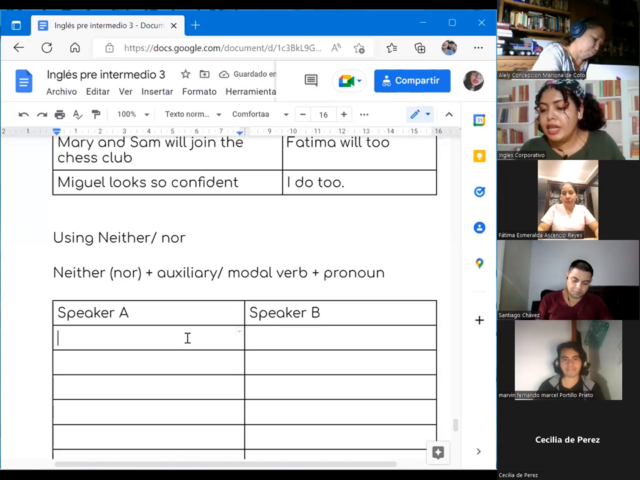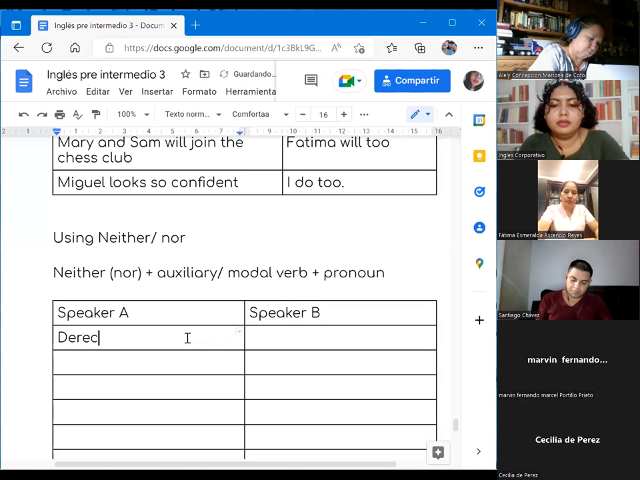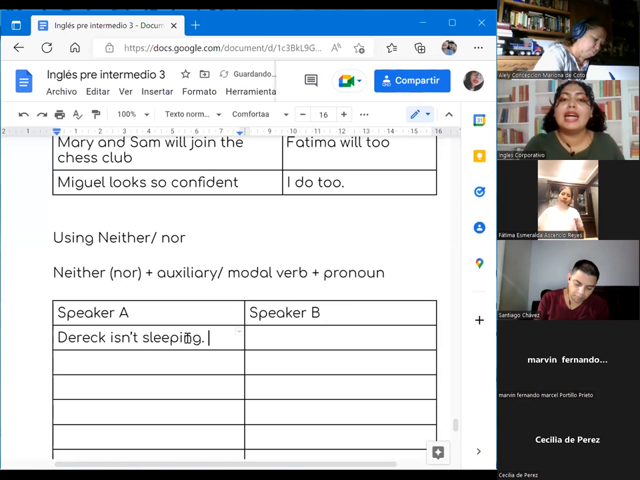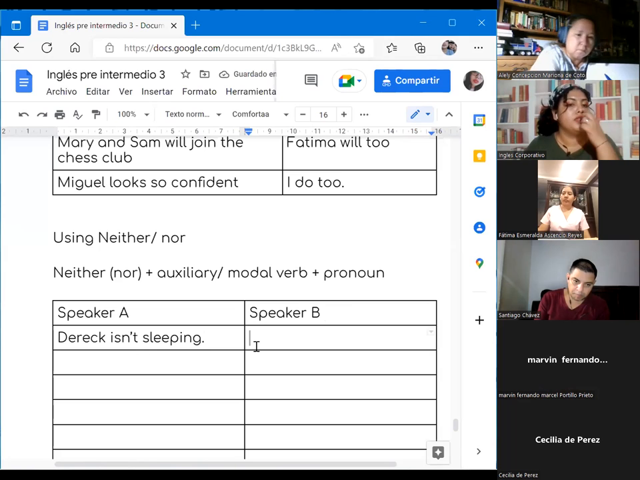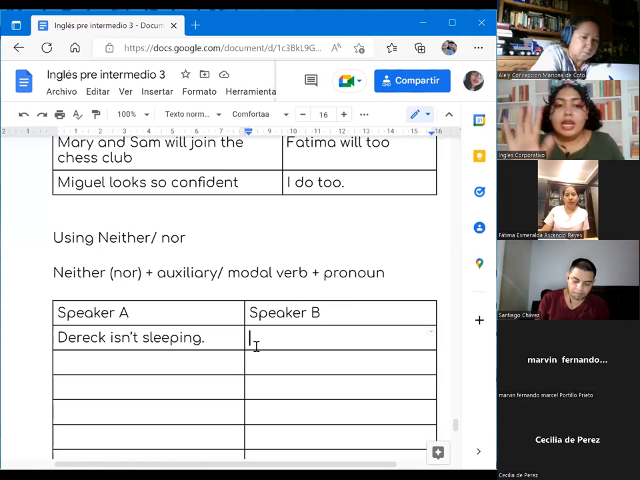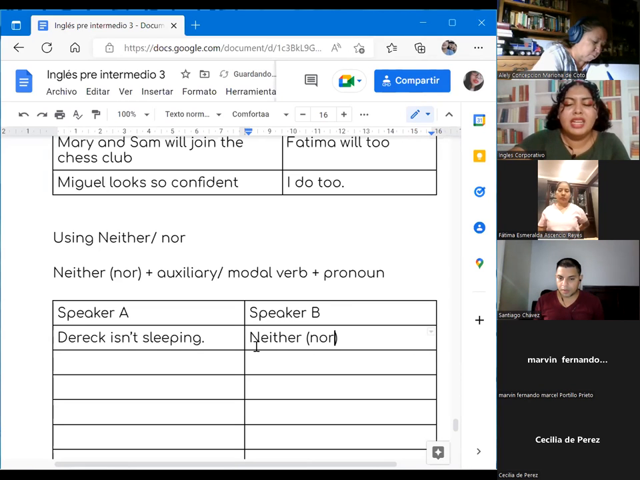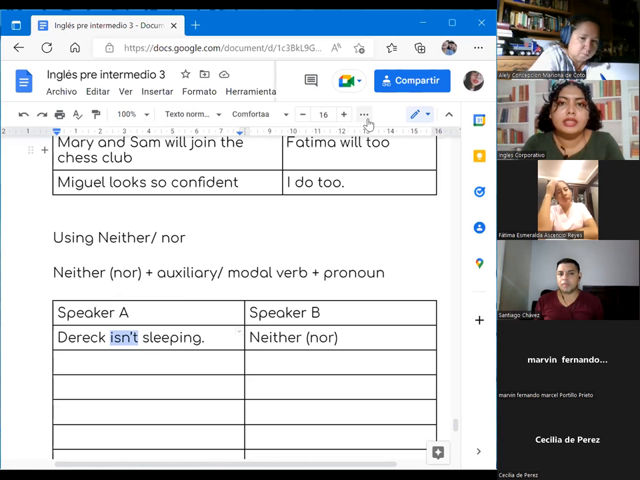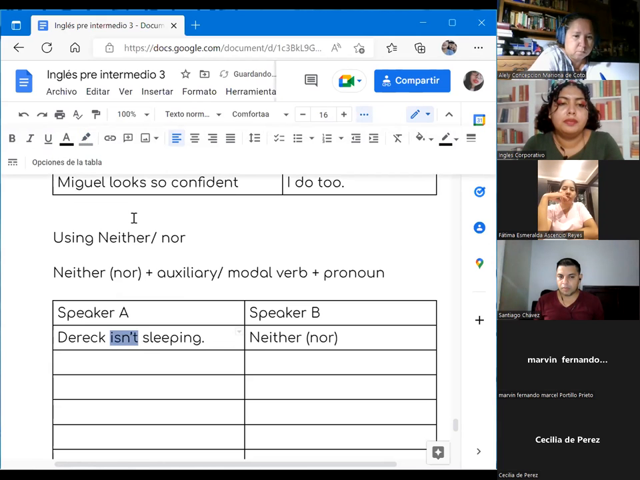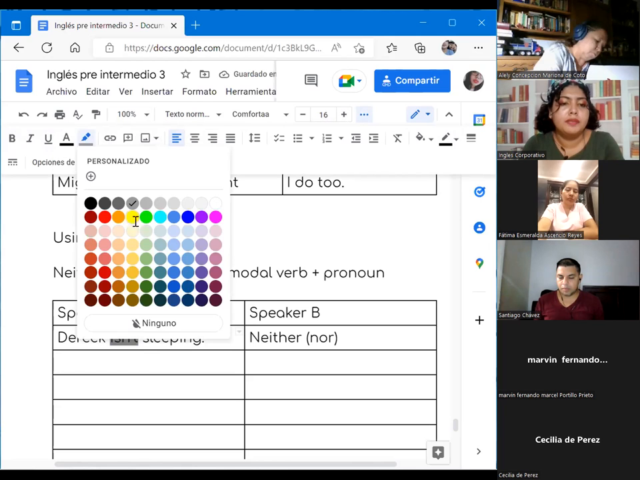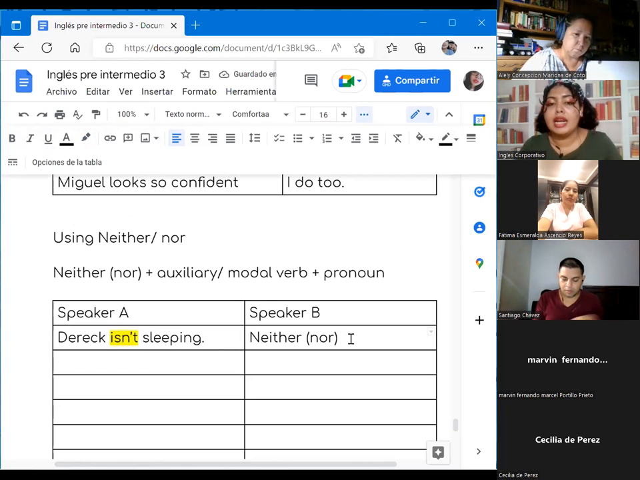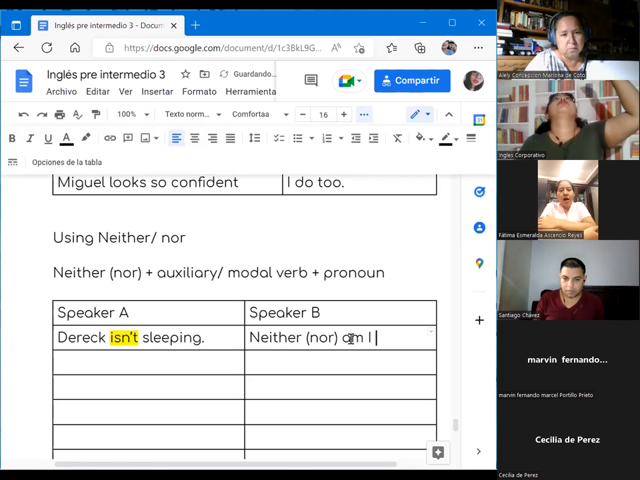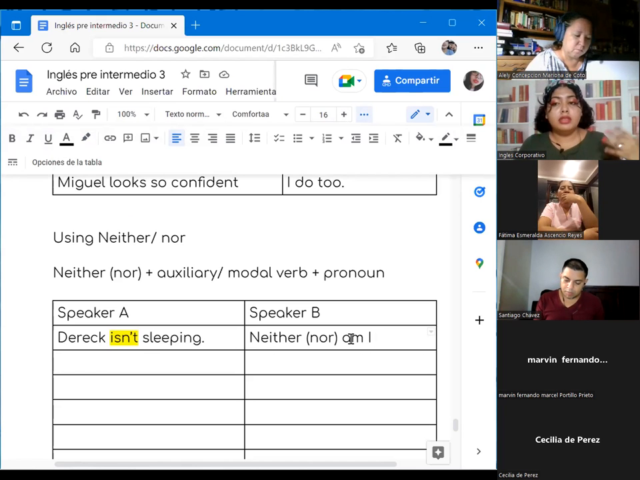For the first one, we have Derek isn't sleeping. Derek no está durmiendo. In this case, we have the ing form of the verb. Derek isn't sleeping. And for the answers, we can say neither or nor. That has the same function. And here we have this one. That is the verb to be or the auxiliary that we are using. Tenemos el verbo to be. Así que aquí lo que vamos a hacer es agregar el verbo to be. Am I. Neither am I.